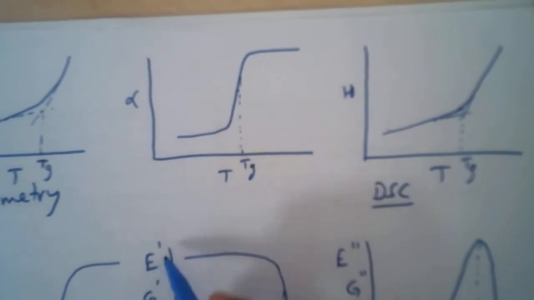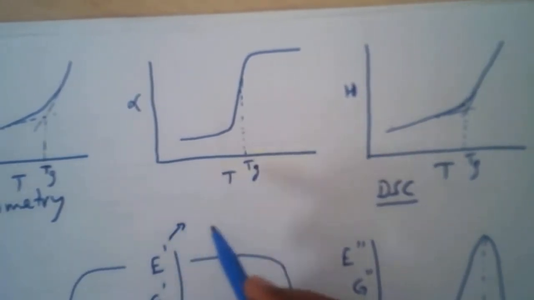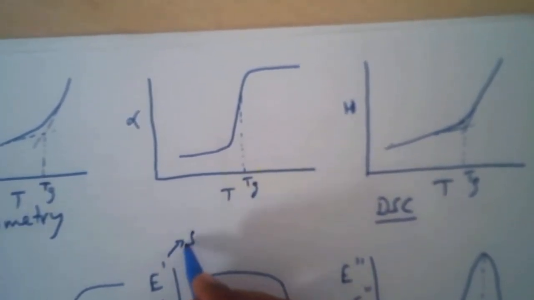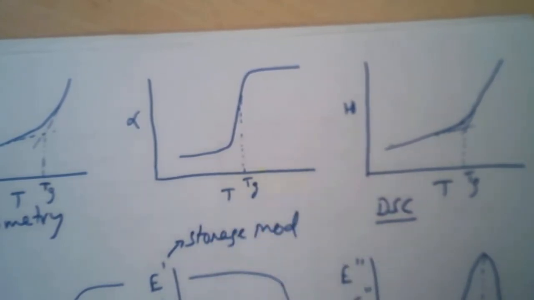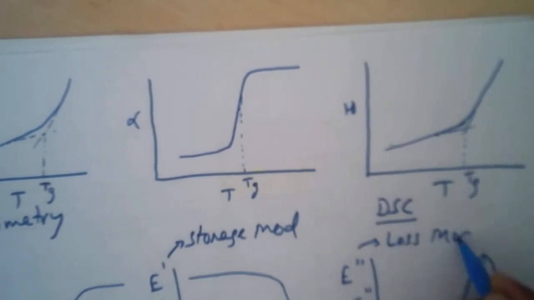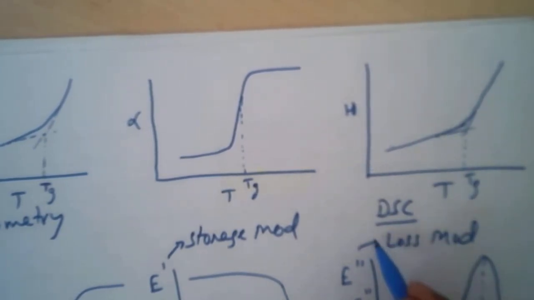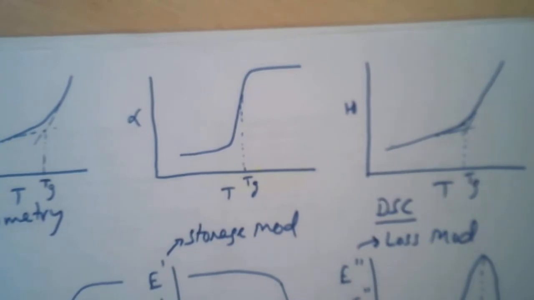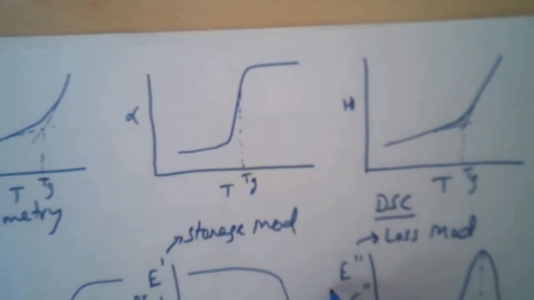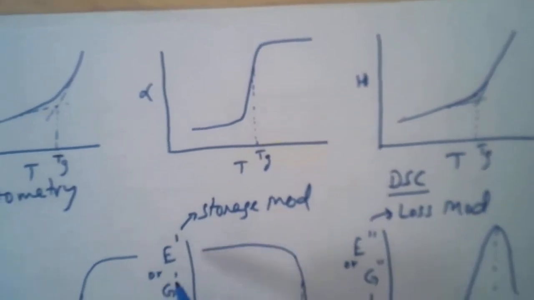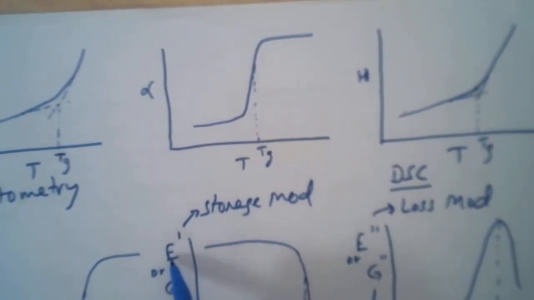So what is E prime? This is simply the storage modulus, and this is the loss modulus. Okay, so this comes from, we'll differentiate what storage modulus and loss modulus are.